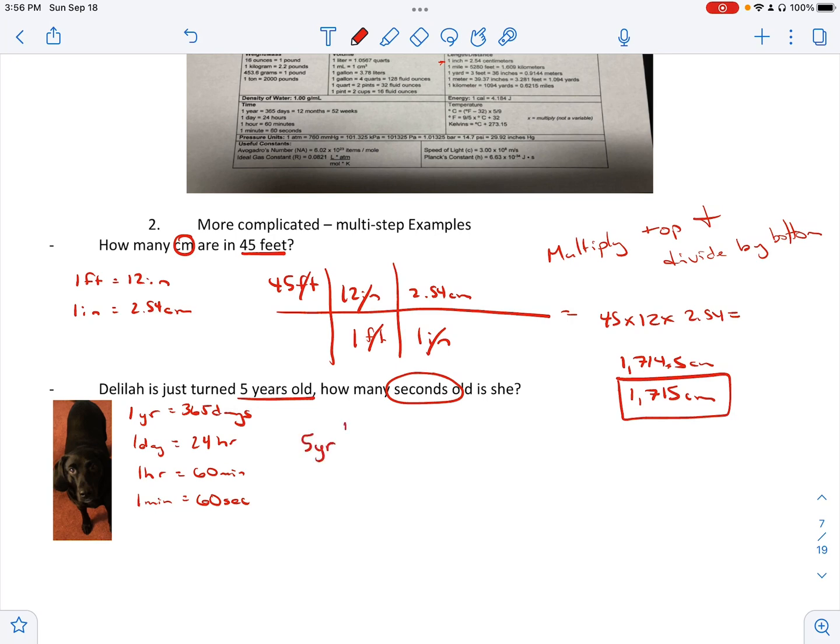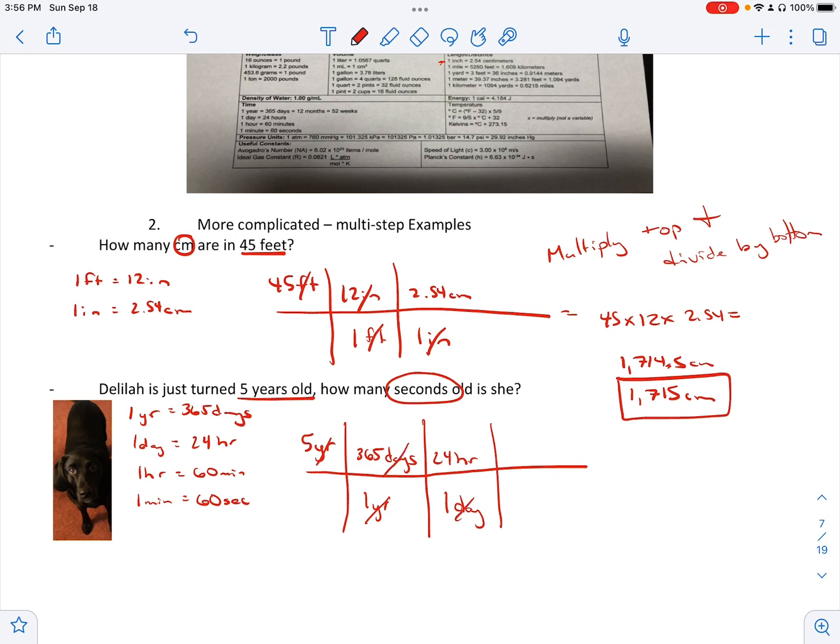We've got 5 years. So our first one, we want to cancel out years, so we're going to put 1 year on bottom. That way it cancels. We'll put those 365 days on top. Now we're at days. If we stopped right here, this is how many days old she would be. We know 1 day has 24 hours in it.